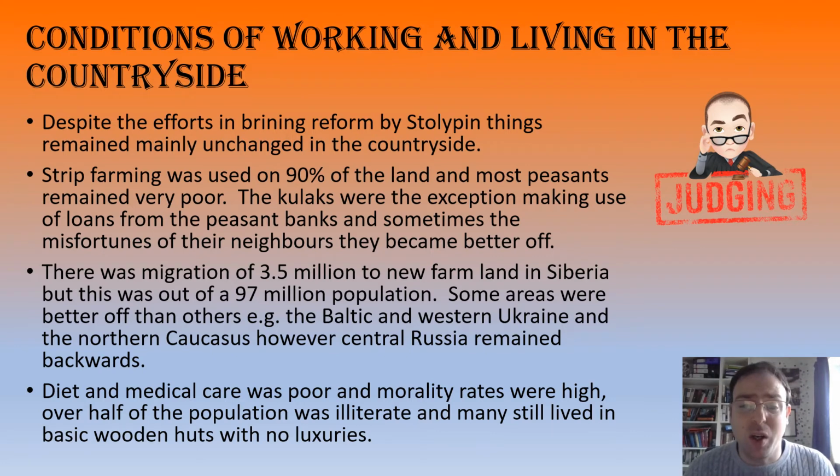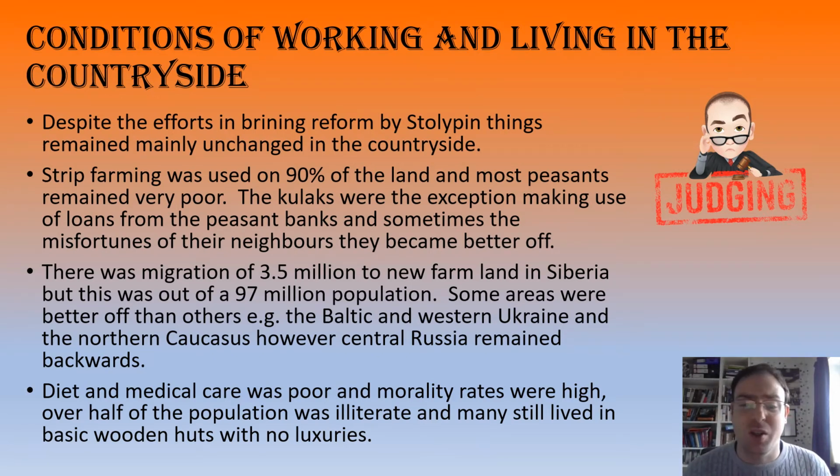There was also the migration to some of the fertile lands in southern western Siberia. But we have to remember this is about 3.5 million out of a population of 97 million, so it is not a gigantic number of people. Some areas were better off than others. So, for example, the farmland in the Baltic and western Ukraine and the northern Caucasus was really good, and people prospered there a bit more. Whilst in central Russia, it remained really backwards.